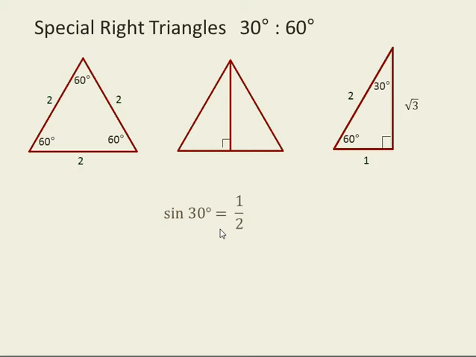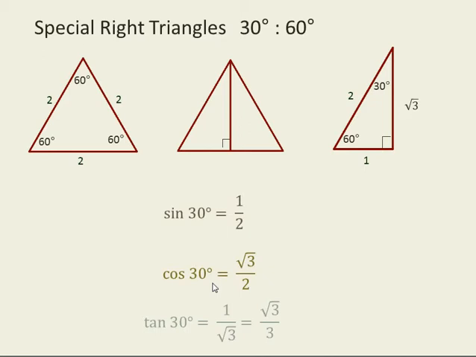Sine 30 is a half. That's because there's 30. It's opposite over hypotenuse, 1 over 2. Cos 30, adjacent over hypotenuse, root 3 over 2. Tan 30, opposite over adjacent, 1 over root 3, or sometimes we write it root 3 over 3, and we rationalize the denominator. I tend to remember 1 over root 3.